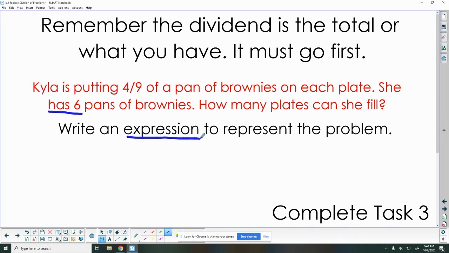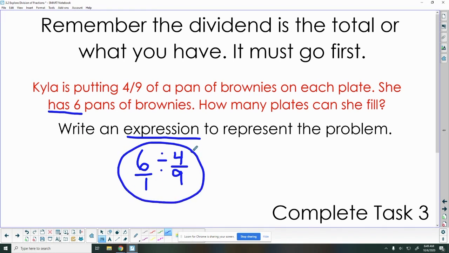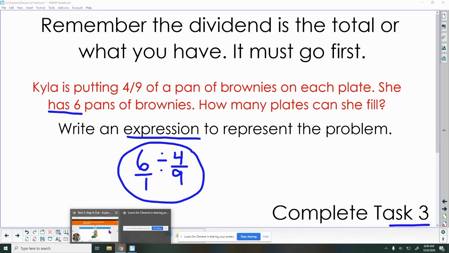So we're going to write an expression. That means just a situation to show what is happening. It does not have an equal sign when you write an expression. So she has 6 pans, and we're cutting it into groups of 4/9. Now, if I want to make 6 a fraction, remember we put whole numbers over 1. 6 divided by 1 is still 6. So then I would use this expression to solve that problem. So let's go ahead and look at task 3 now.